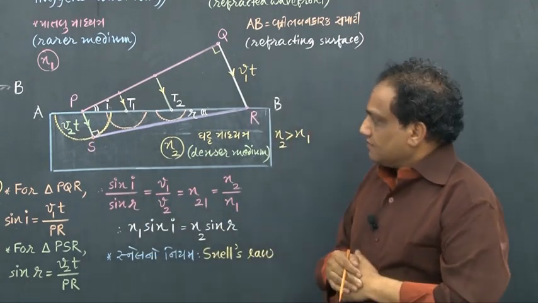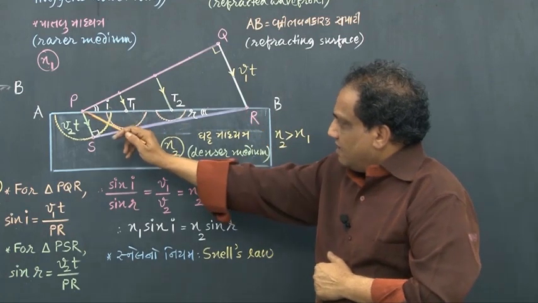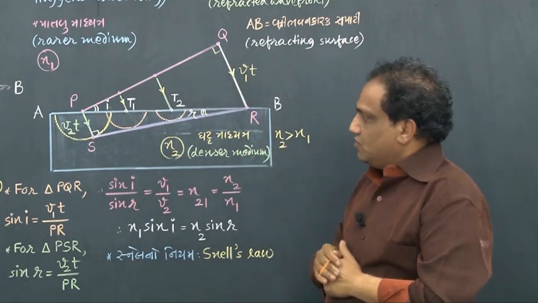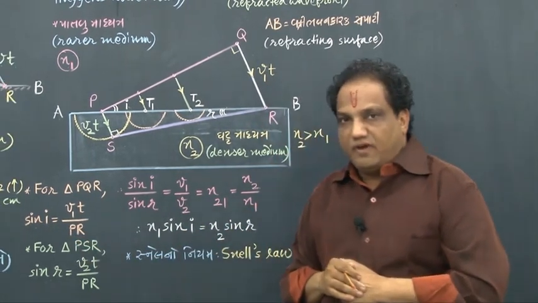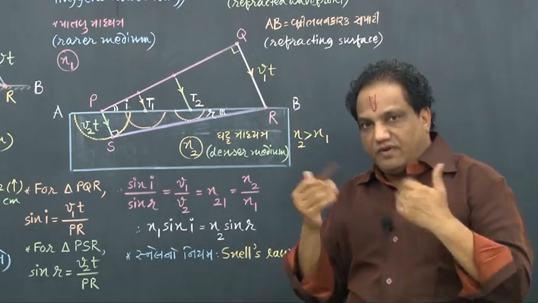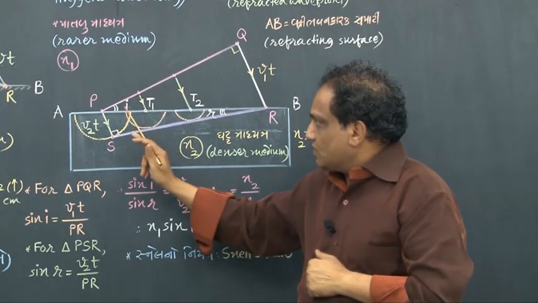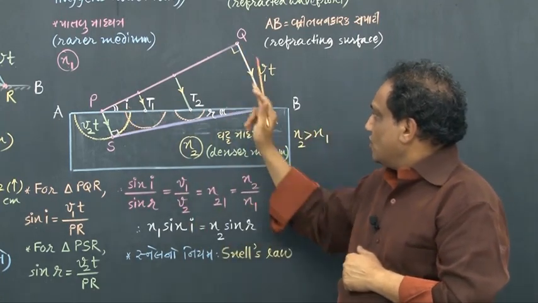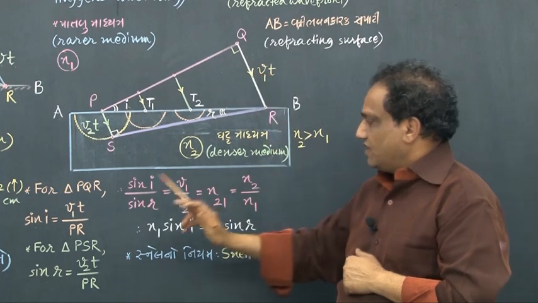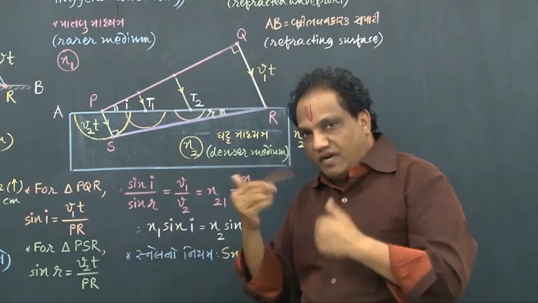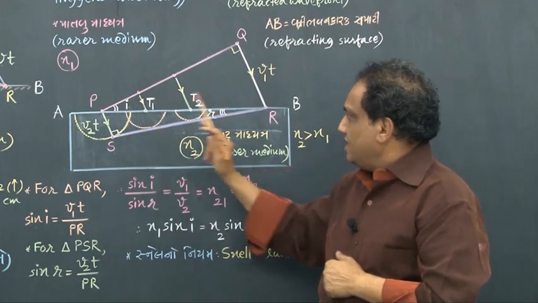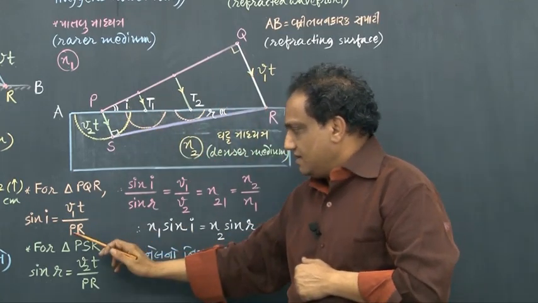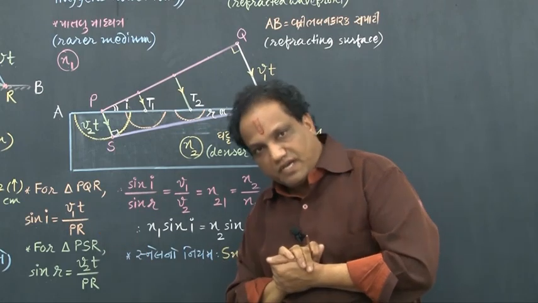Now in triangle PQR, find sine of i. Sine of i means opposite to i divided by hypotenuse. Opposite to i, it is QR or v1 into t, divided by the hypotenuse, that is opposite to the right angle, which is PR. Opposite upon hypotenuse.